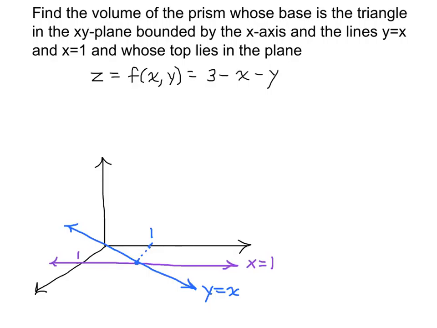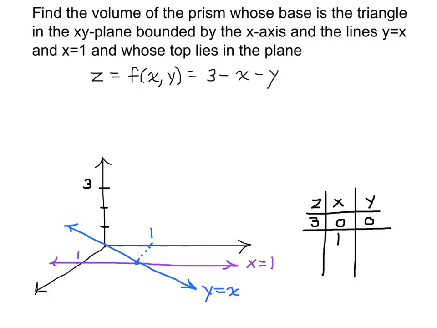Now let's create a table to find our height, z, at different values of x and y. Let's find out for 0, 0. When x is 0 and y is 0, if we plug that in for f of xy, we get 3. So when x is 0 and y is 0, z has a height of 3. 1, 2, 3. So z has a height of 3.